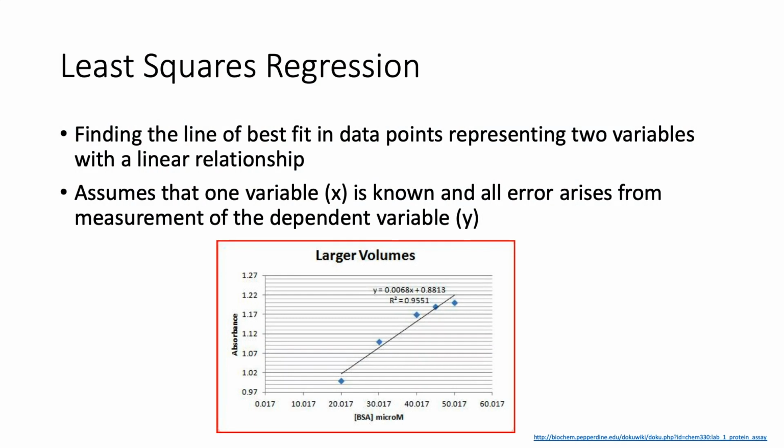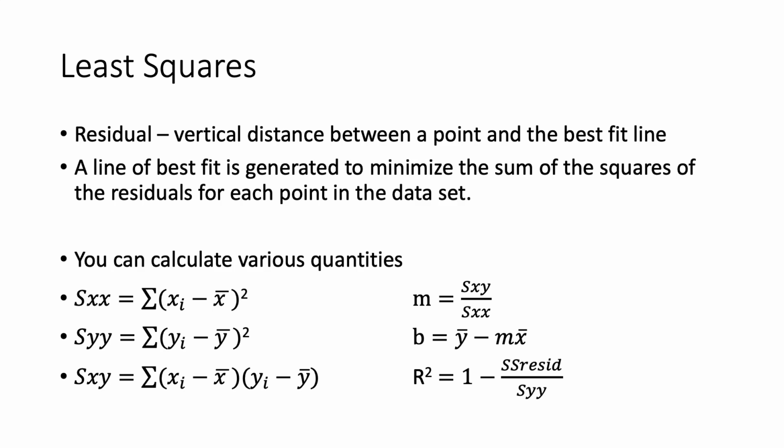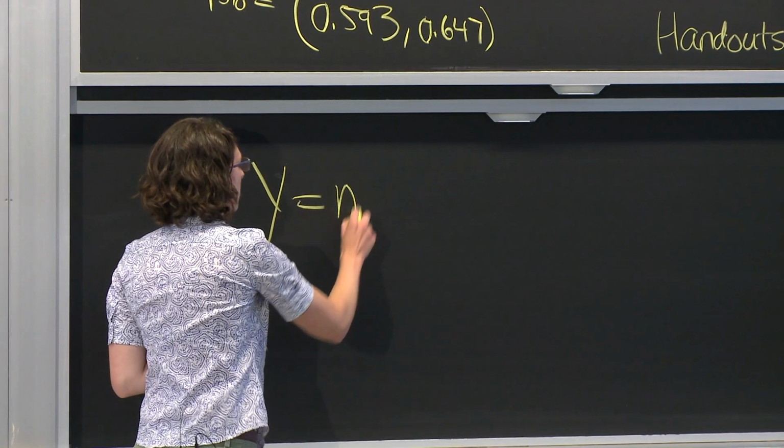So it assumes that one variable is known, so that's our concentration, that we have known concentrations, and that all of the variation in the y-axis is linearly related to our x values. So that's one assumption that you have to have before you're going to make a least squares linear regression. The way that you can calculate all of the values in a least squares regression, the whole idea of which is to get an equation for a line in the form of y equals mx plus b.